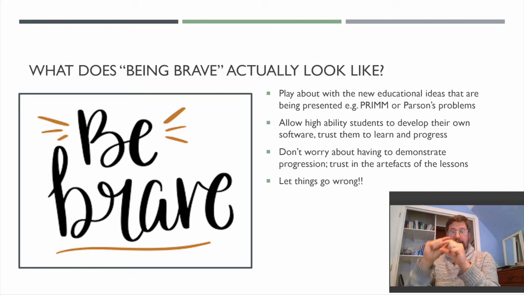Don't worry about your high ability students. Let them take care of themselves. Give them a methodology to progress themselves. Let them make their own piece of software, design it, implement it, test it, get feedback from you once a lesson. And don't worry about having to demonstrate progression. Trust in the artifacts you're creating. If somebody produces something, they're saving it correctly, and it's there to demonstrate to you at some point, then they are creating progression that you can evidence to anyone that would wish to see it.